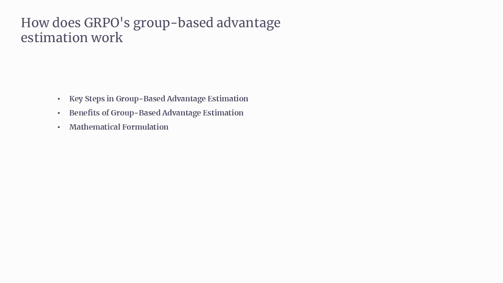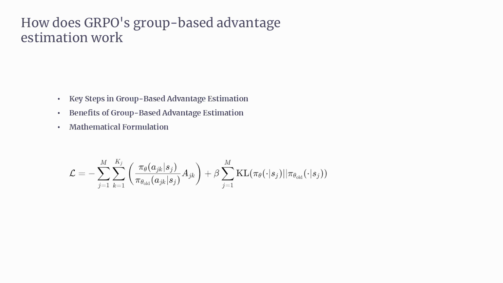The third, mathematical formulation. The policy update in GRPO is driven by a loss function that takes the advantages calculated from the group-based approach into account. The loss function looks like this. In this equation, A_jk represents the advantage for response k in prompt j. Beta is a parameter that controls the KL divergence penalty. This penalty ensures that updates to the policy are stable by limiting how much the new policy can differ from the old policy.